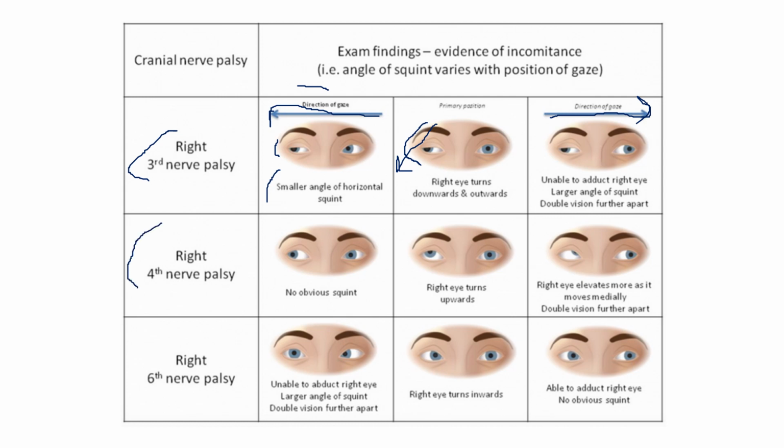So let's look, for example, if they have a right fourth nerve palsy. No obvious squint, so no diplopia look. Right eye turns upwards. Right eye elevates more as it moves medially, and we see double vision further apart.